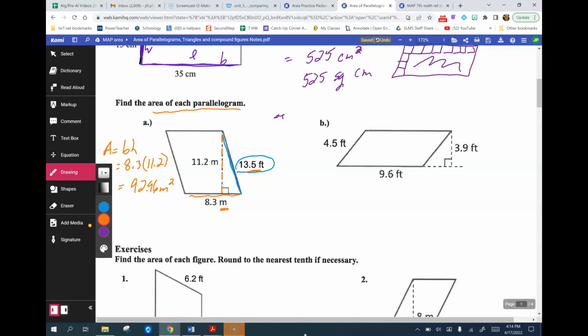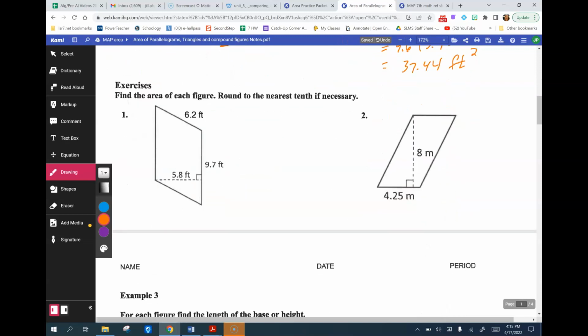Okay, look at B. Now B does a fun thing. Instead of putting the height right here, they for some reason didn't do that. They're showing you that it doesn't matter where the height is. This height here is the same as this height here. They're both 3.9. It doesn't matter if it's outside the parallelogram or inside. So I'm still going to take area is equal to base times height. So the base is 9.6. The height is 3.9. This is a let's see if we can trick you number. Just ignore it and take 9.6 times 3.9. And we're going to get 37.44. And what do I want to put on there? The label, that's right. So this would be feet, and because it's area, it's feet squared.